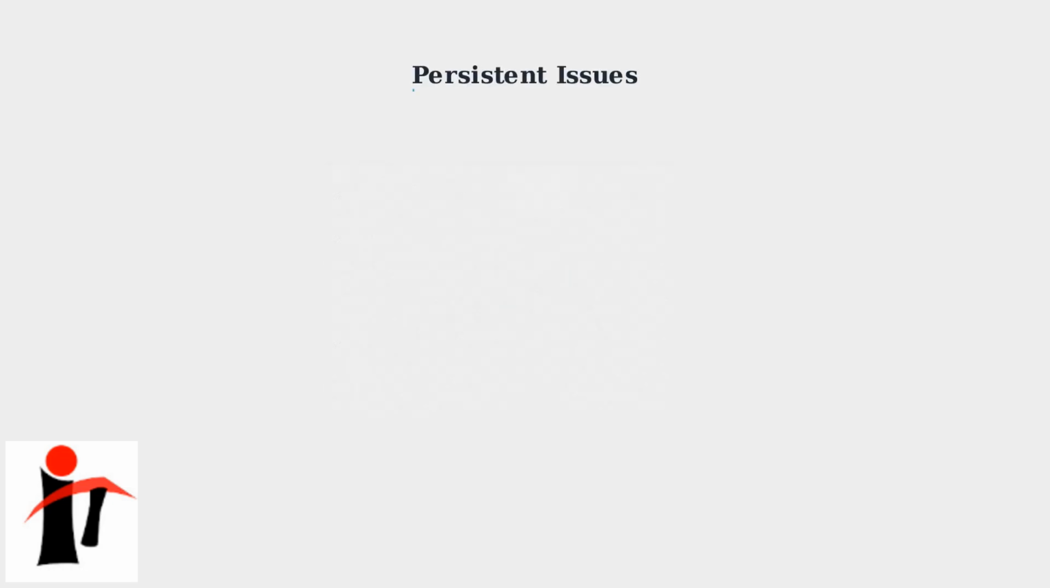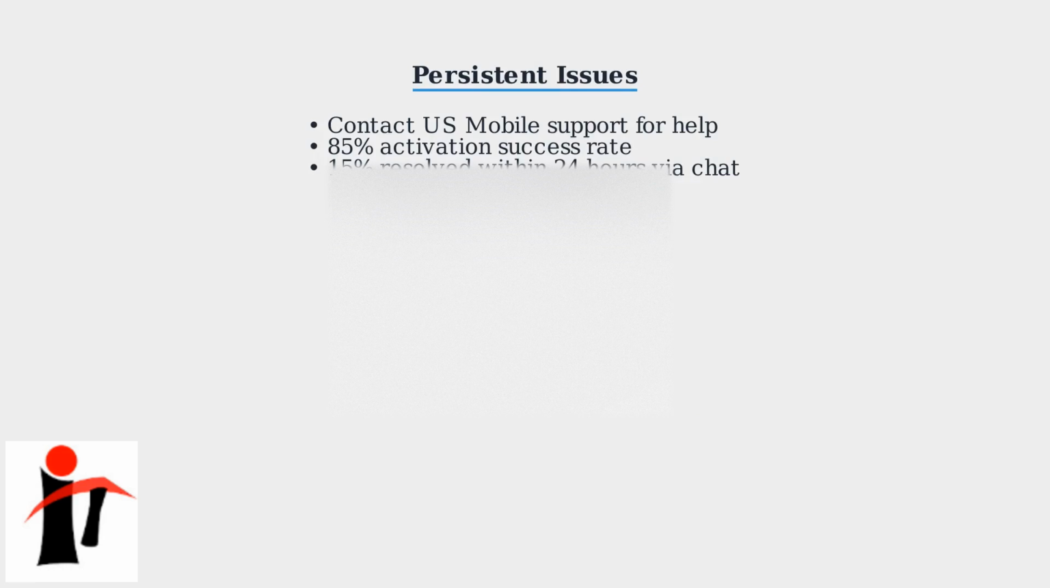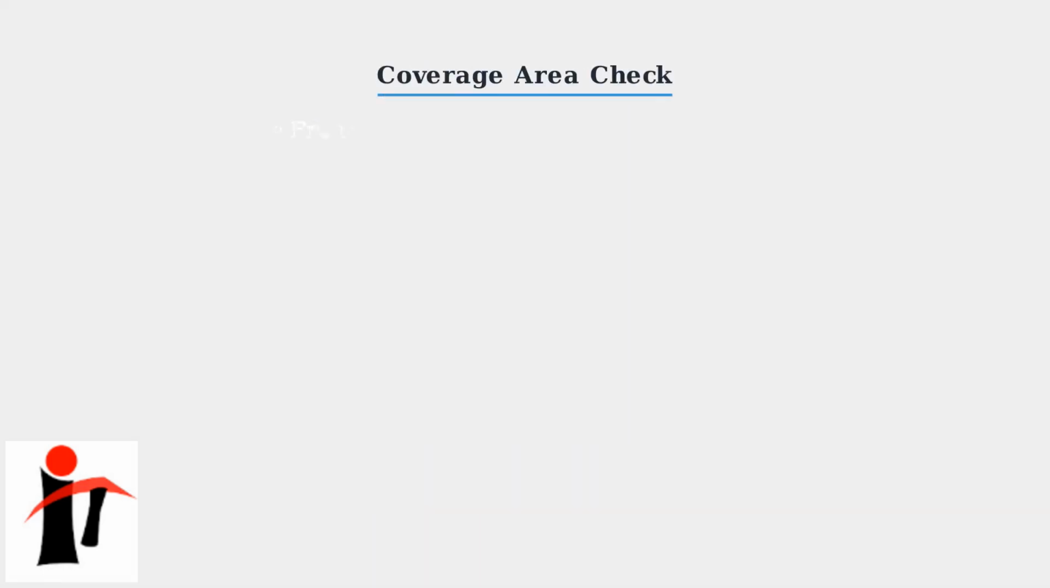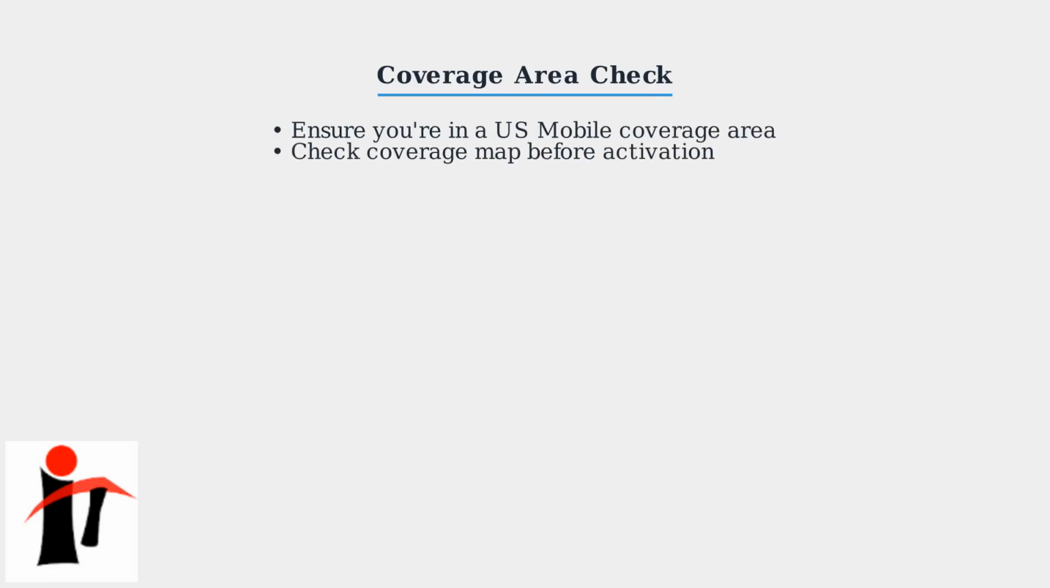If problems persist, contact US Mobile support. Many users report successful resolutions through their chat support. In 2025, US Mobile reports an 85% activation success rate, with the other 15% usually resolved within 24 hours via support chat. Also, make sure you are in a US Mobile coverage area. Check their coverage map before attempting activation.